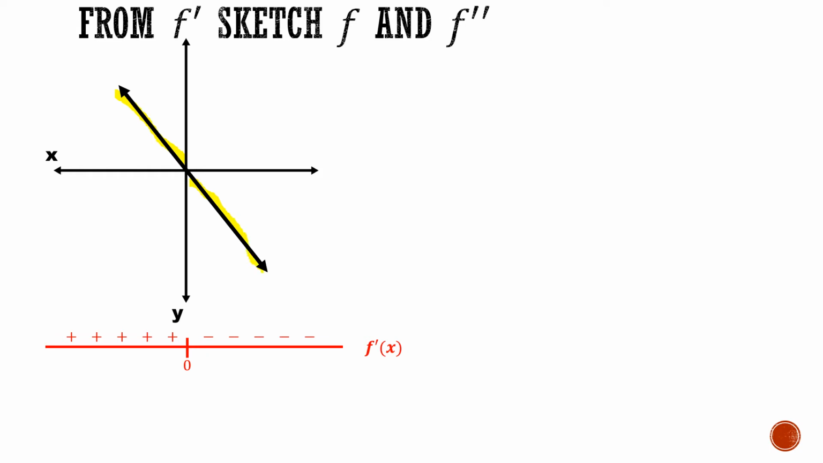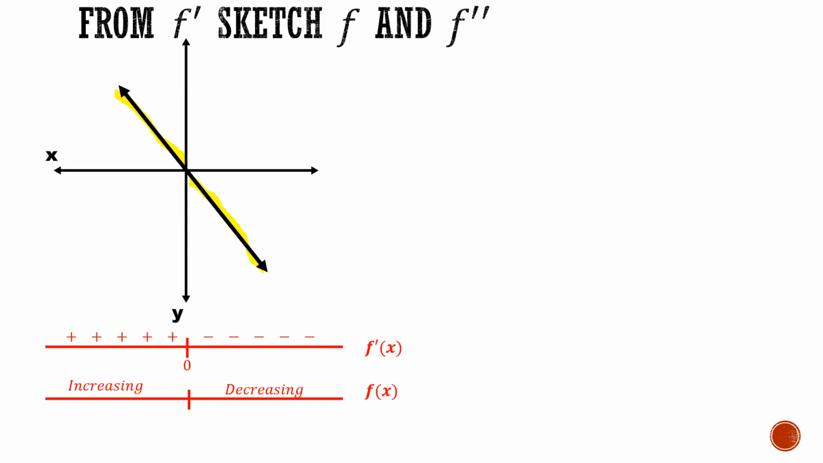Now, looking back at your keeper, you should see that if f prime is positive, that means f must have been increasing. And if f prime is negative, that means f must have been decreasing. So again, I'm increasing on the left-hand side of my graph. I am decreasing on the right-hand side of my graph.